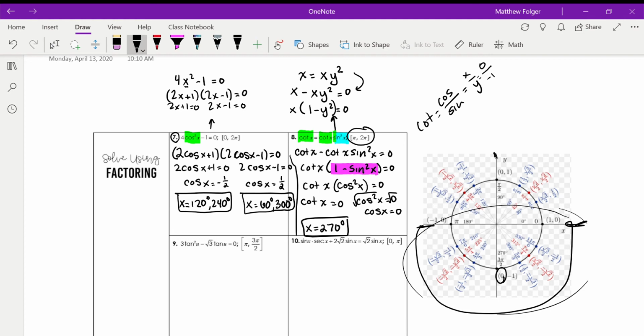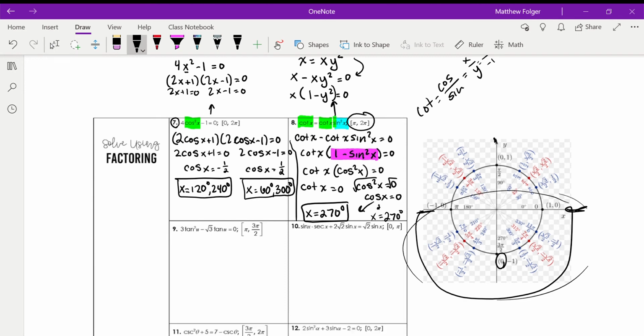Cos equals 0. Well, we already know cos equals 0 here. And that's it, right? So again, the answer for this one's also 270. You don't have to write it twice, but this one you could. But the answer for this one is also x equals 270, because that's where cos is 0. So there's only one answer here. X equals 270 degrees. All right, moving on.